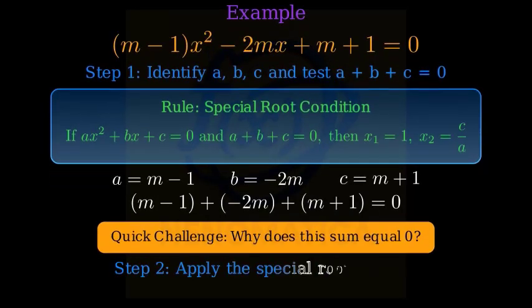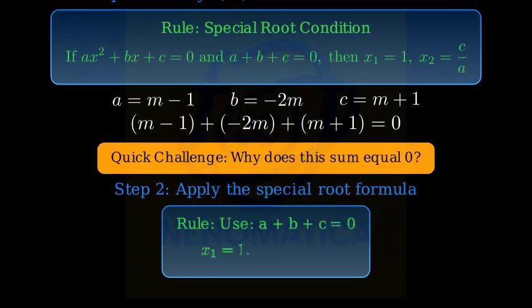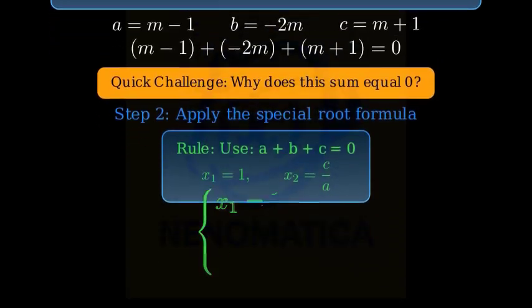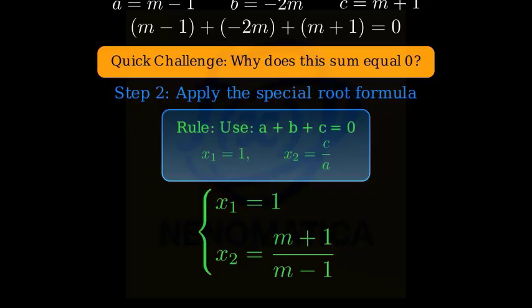Step 2. Apply the rule. Because a plus b plus c equals 0, one root is exactly 1, and the other root equals c over a, which is m plus 1 over m minus 1. Finally, state the answer clearly. The solutions are x sub 1 equals 1, and x sub 2 equals the fraction m plus 1 over m minus 1.